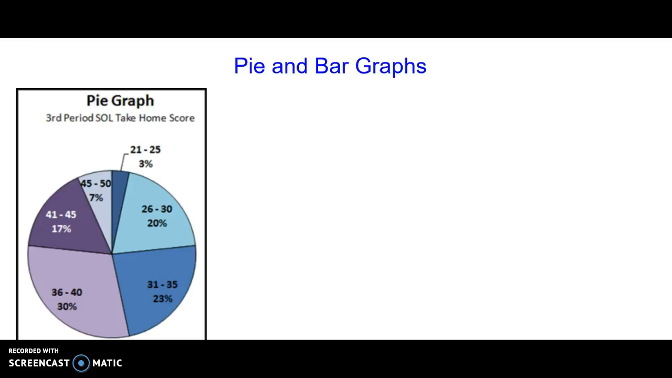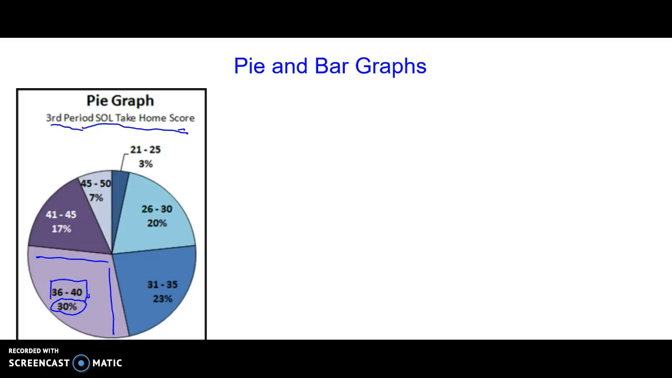So this data represents scores from a take-home test. If we take a look at the slices, we'll notice the largest slice at 30 is this slice here in purple. That's 30%. And it's for test scores from 36 to 40.